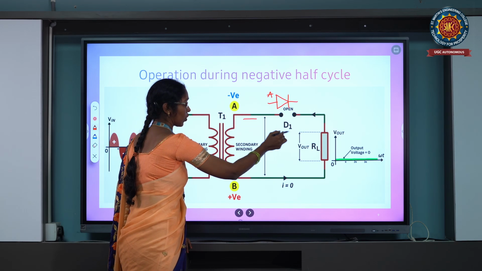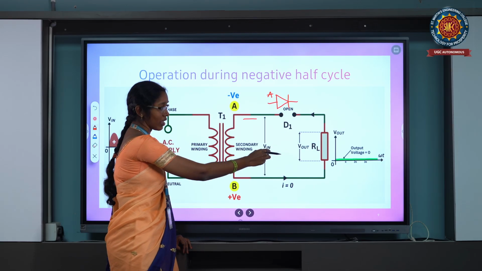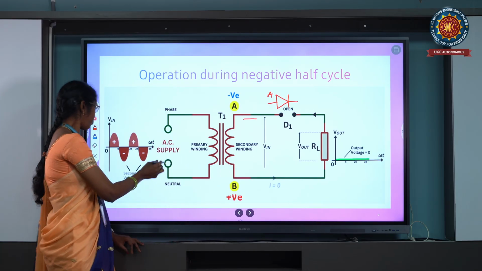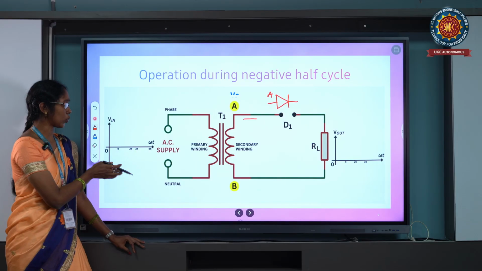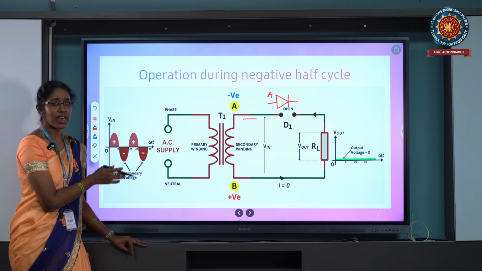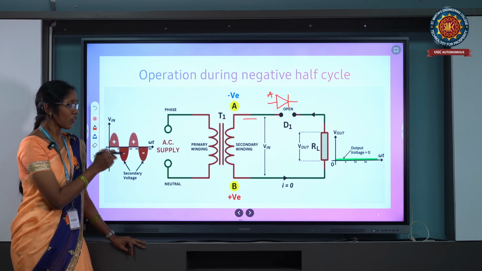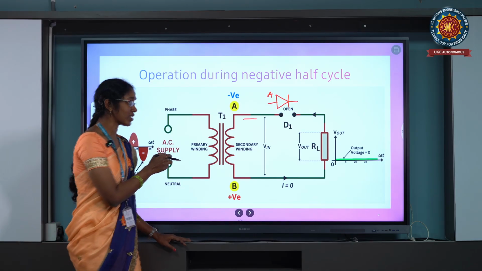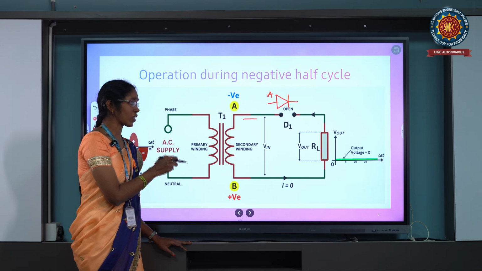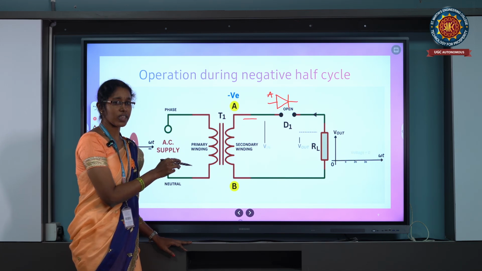So no current will flow through the load, and the output across the load resistor is 0 voltage and current is 0. So from the above two cases, during positive half cycle only we are getting output. Why? Because during positive half cycle, diode D1 is in forward bias condition. Due to that, it acts as a closed loop circuit.